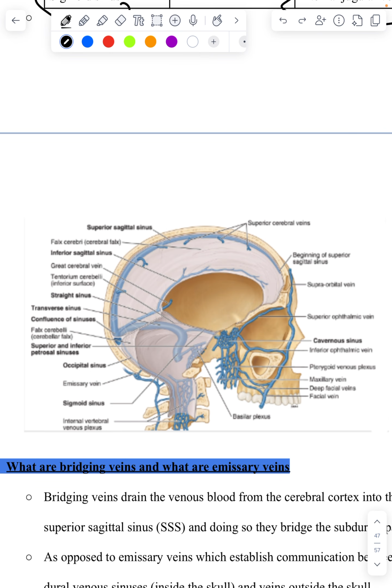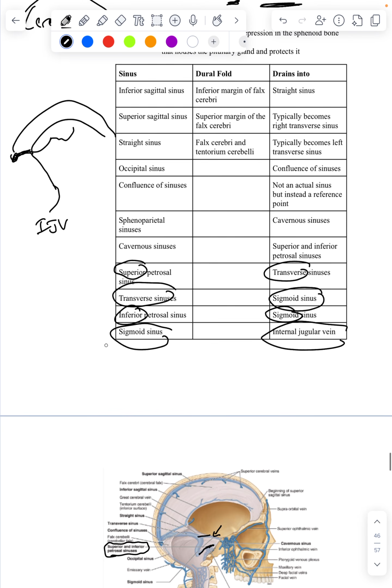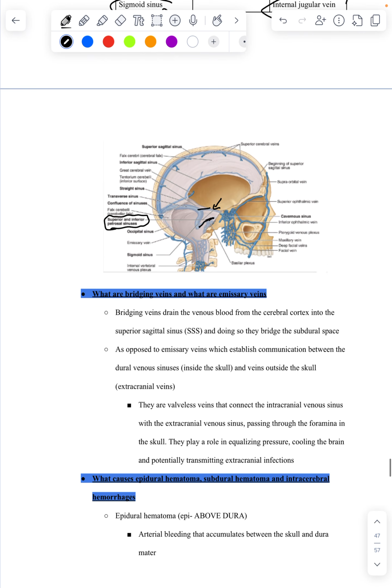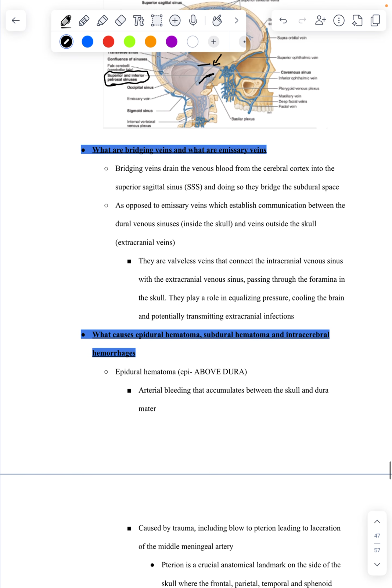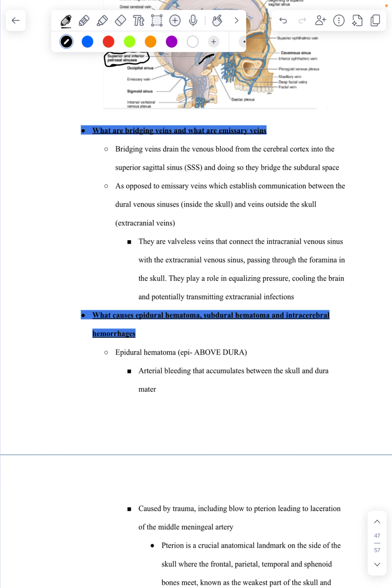And then you can see how the superior, where is it? So these are your petrosal sinuses. The superior one will go into transverse first, and then transverse will go into sigmoid, whereas the inferior one will go straight into sigmoid. So those are a few differences in there. But again, that's more like lab stuff.